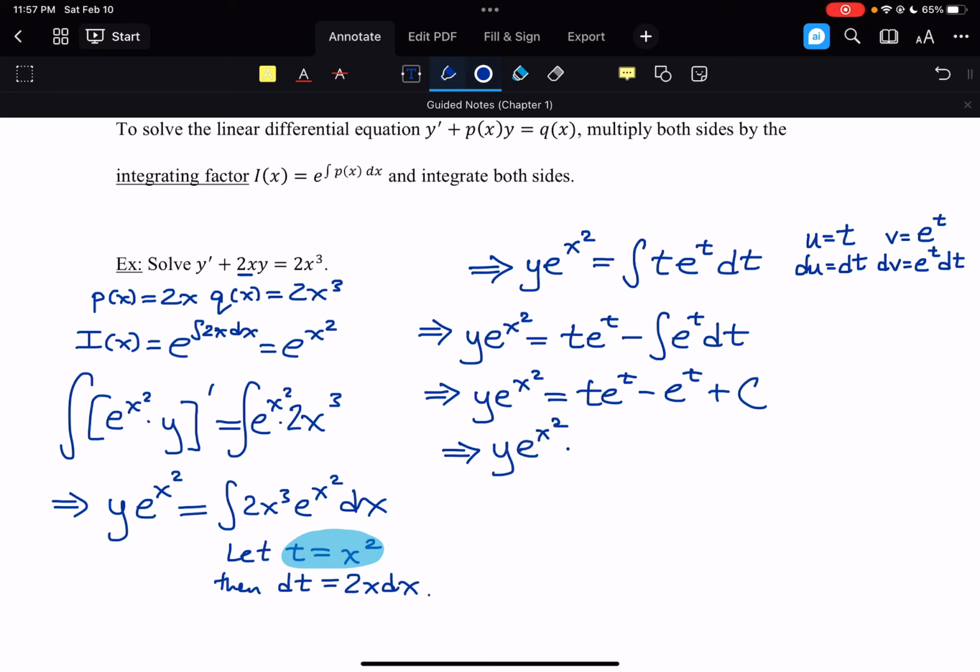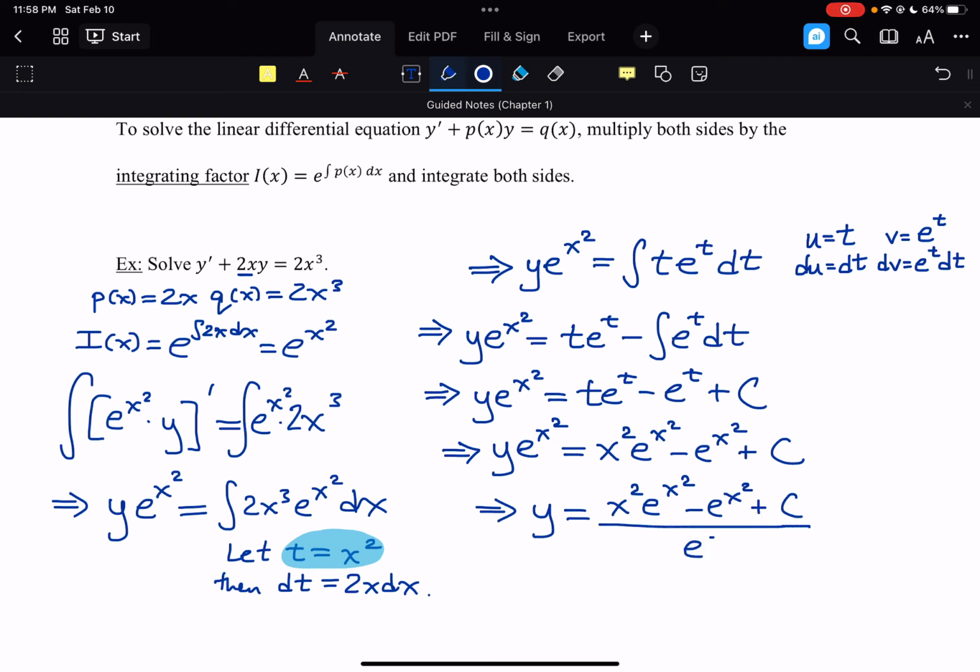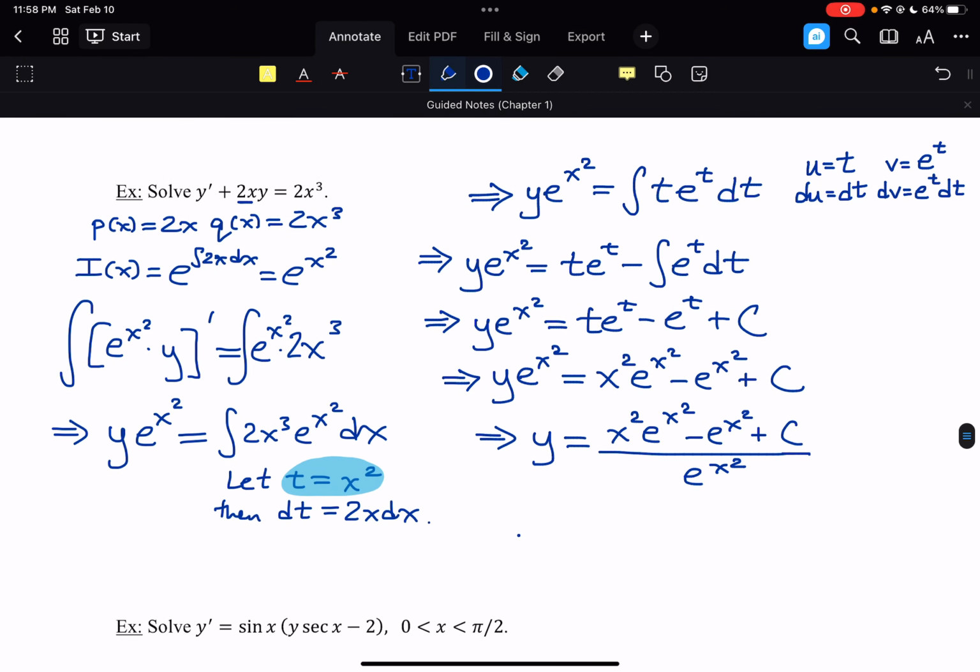So y e to the x squared equals x squared e to the x squared minus e to the x squared plus c. And now to isolate y, we divide by e to the x squared. So that's x squared e to the x squared minus e to the x squared plus c all over e to the x squared. There's a common factor, so we split this up across the terms. We just get x squared minus 1 plus c over e to the x squared.